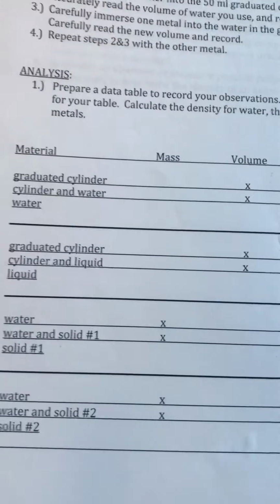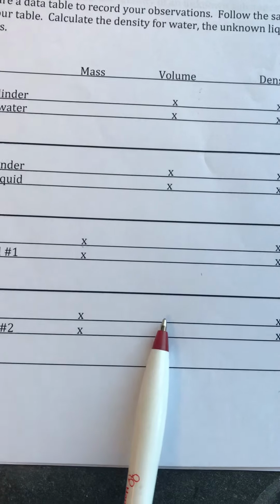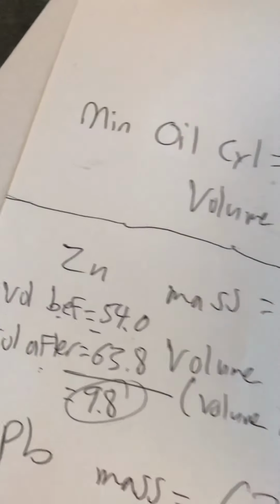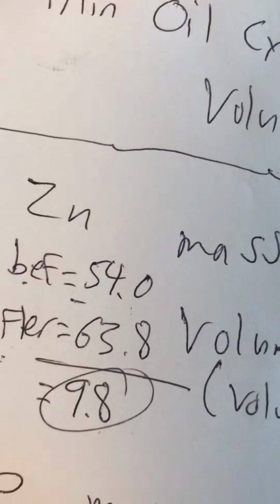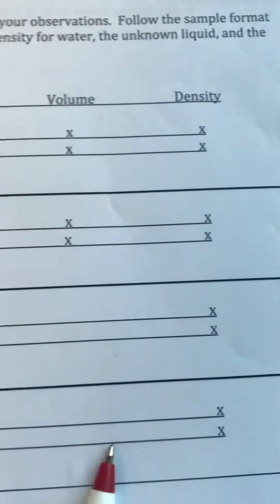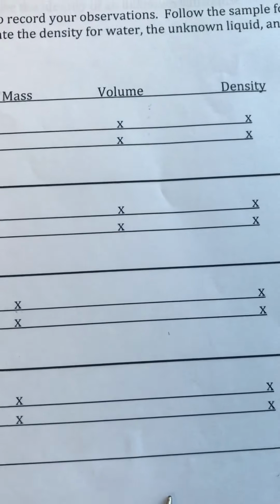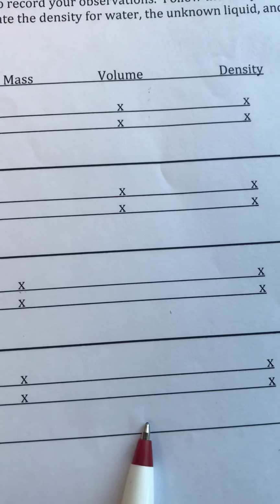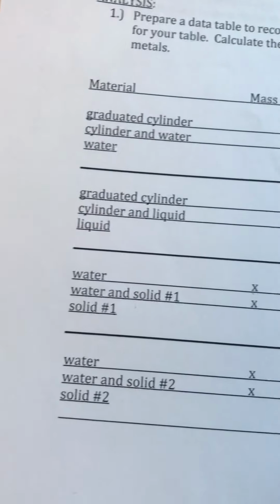You do need the volume of the water that you started with. We have that. Okay, water before, 54. Then put the water after, 63.8. And then you're going to subtract those two. You'll subtract those two and get that water displacement volume for the, oops, I'm at the second one here.